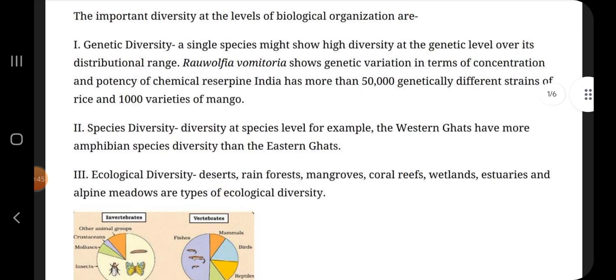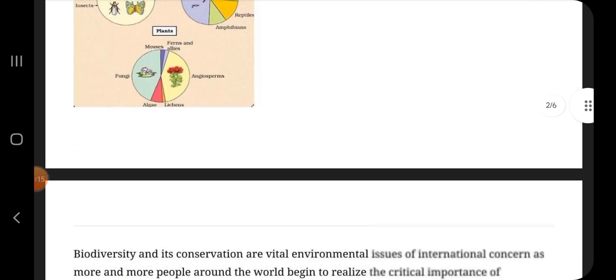The important diversity at the level of biological organizations are genetic diversity, species diversity and ecological diversity. Genetic diversity: a single species might show high diversity at genetic level over its distributional region. Species diversity is diversity at species level. For example, the Western Ghats have more amphibian species than Eastern Ghats. Ecological diversity: deserts, rainforests, mangroves, etc. are types of ecological diversity.